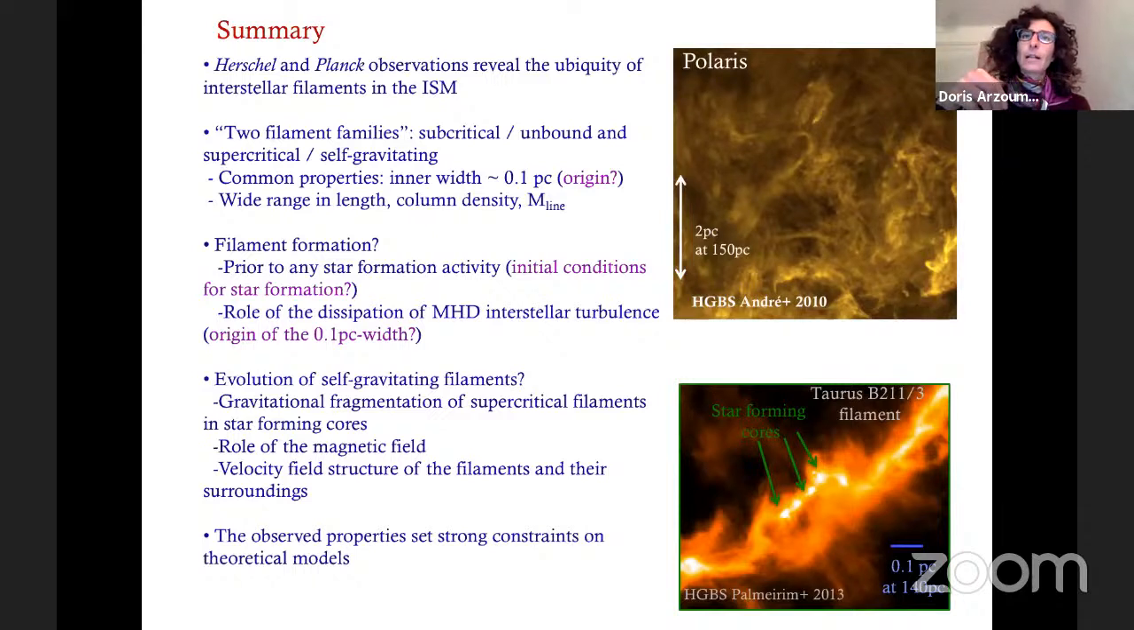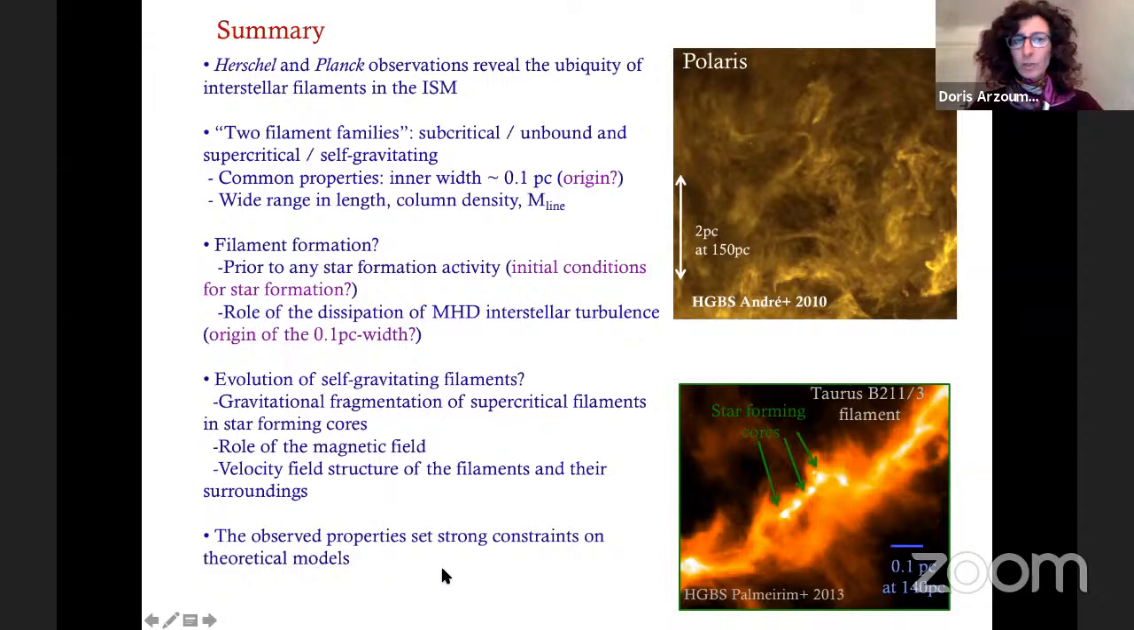And then they give the initial condition of star formation, and the result of the common width of 0.1 parsec of this filament may give information on the origin of the formation of this filament. So we need a physical process that will form filaments with a 0.1 parsec width, and also it has an implication in regulating star formation and the type of stars that are formed in this filament. So I didn't discuss this, but this is ongoing research.